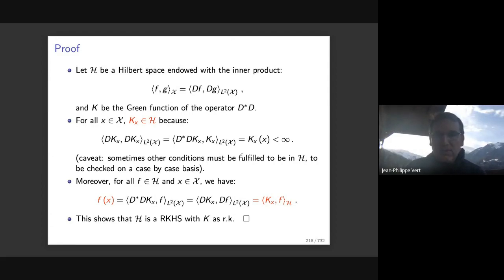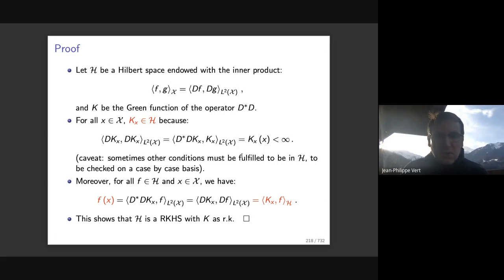All right, so the second thing that we need to check is the reproducing property in the space capital H. And so this is just obtained by rewriting f of x, first using the Green function property, as the inner product in L2 between D star D Kx and f. Then moving D star from the left to the right because the adjoint of the adjoint is itself. So this is equal in L2 to the inner product between D Kx and D f. And finally, by definition, this is the inner product in capital H between Kx and f. Right, so this shows that f of x is equal to the inner product of f and Kx in capital H, and therefore that capital H is indeed an RKHS with k as a reproducing kernel.